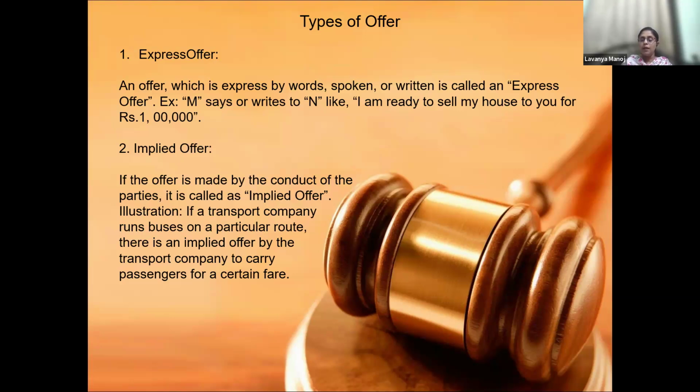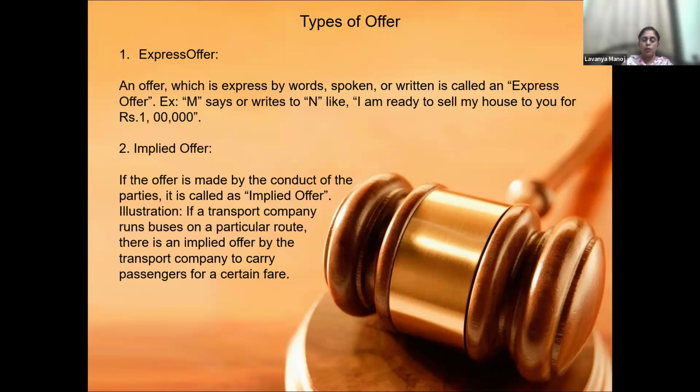So that becomes an express offer. The second one is implied offer. Same like express contract or implied contract. But this is just an offer. Contract is something where both the parties have legalized the agreement. But this one is the first stage of the contract, which is the offer stage.